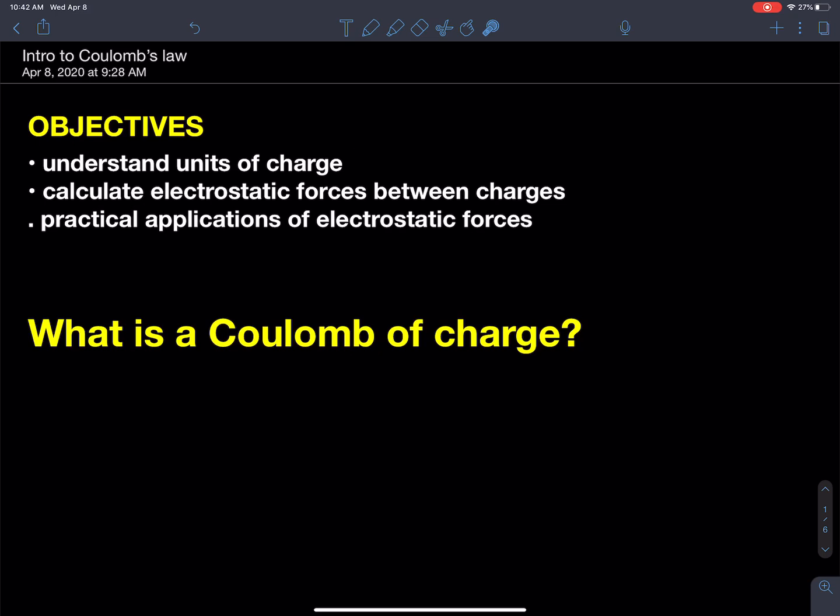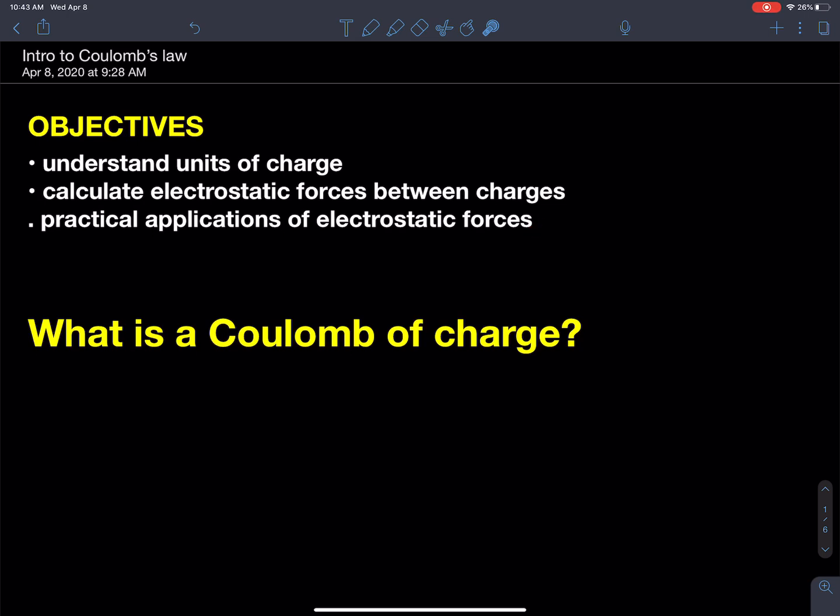For the objectives today, the first thing we're going to do is understand what the units of charge are, what coulombs are, and what that means in terms of the particles that make charge. Then we're going to talk about calculating electrostatic forces between charges. And the last bit is we're going to talk about practical applications of electrostatic forces.